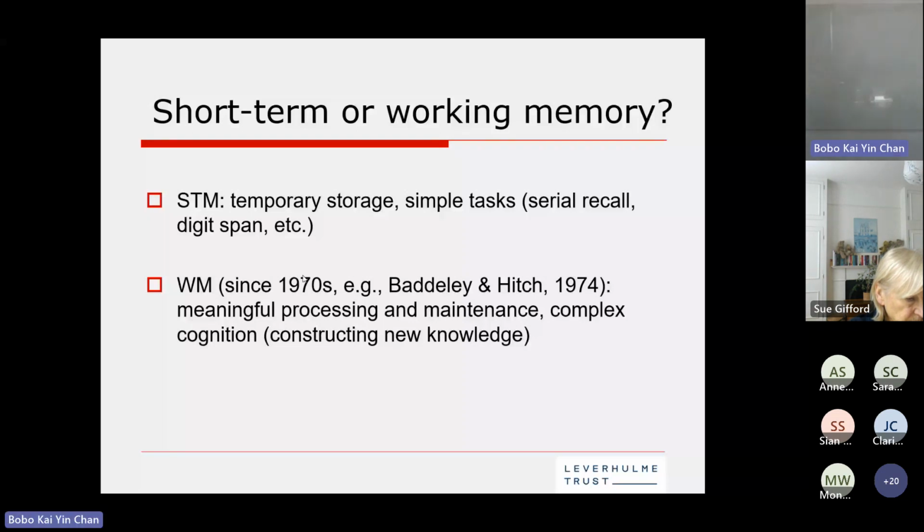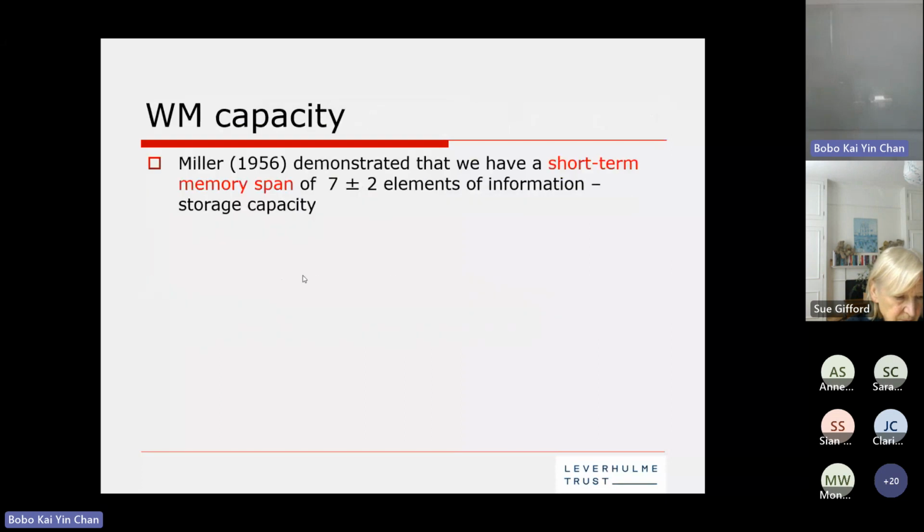And essentially, when we're talking about learning, we're talking about a complex cognitive task. We're not talking about learning some random chain of symbols, we're talking about learning meaningful information that always needs some manipulation and processing. So therefore, we need to talk in this case about working memory, not just short-term memory. So, the capacity of working memory: how much information we can process at the same time.